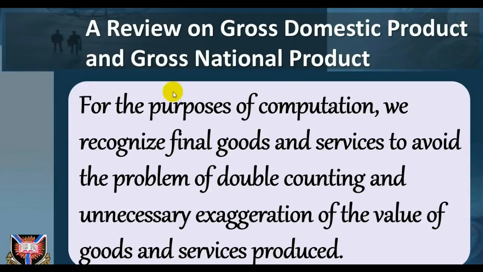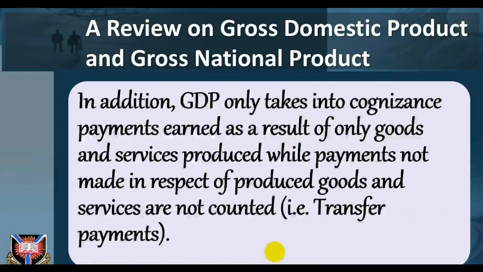For the purpose of computation, we recognize final goods and services. This is to avoid the problem of double counting and unnecessary aggregation of the value of goods and services produced. In addition, GDP only takes into cognizance payments earned as a result of goods and services produced, while payments not made in respect of produced goods and services are not counted. Such unaccounted payments are known as transfer payments.